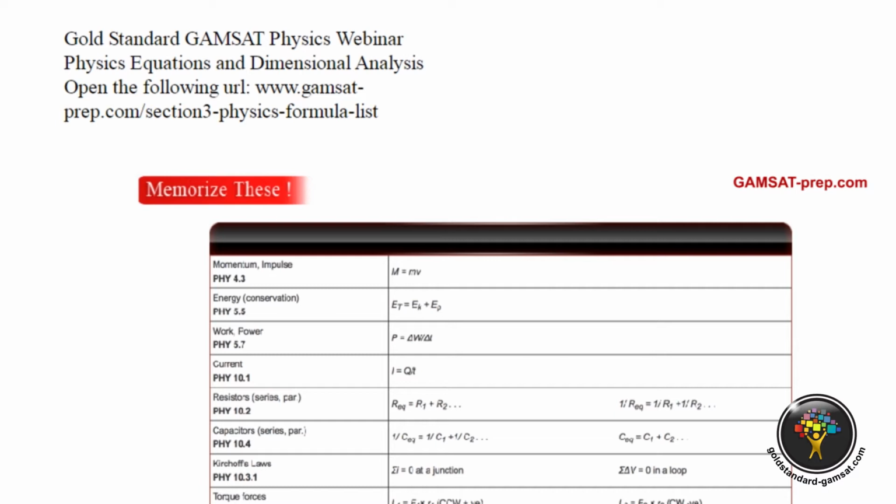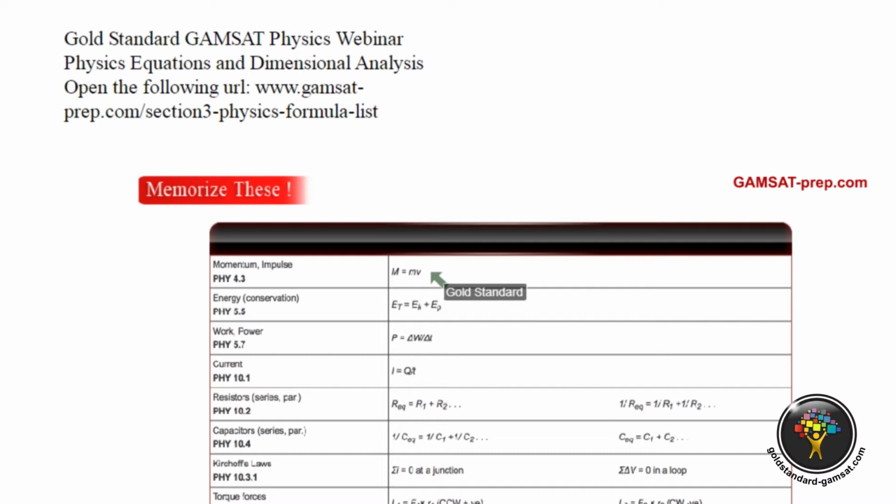Okay, so let's start. So I'm hoping you have the web page. You see where we're going with this. Okay, so let me just get a pointer here. So momentum and impulse. So momentum is mass times velocity.